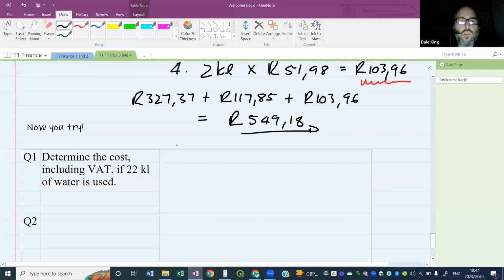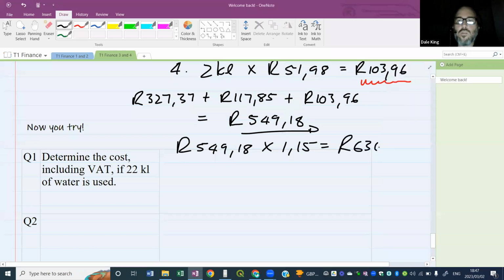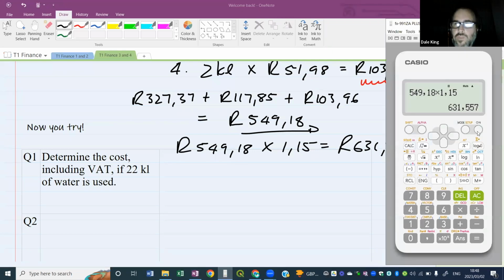To include VAT, like we learned before, you just say 549.18 times 1.15. Or if you want the two-step process, it's up to you. But this does it nice and easy. So 549.18 times 1.15 is 631.56. So that's with VAT included. Careful with the decimals. I've got 0.557, so that means the second decimal 5 will change to a 6. Just check that on your side there.